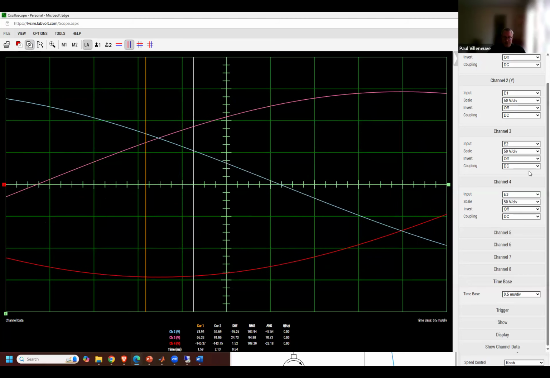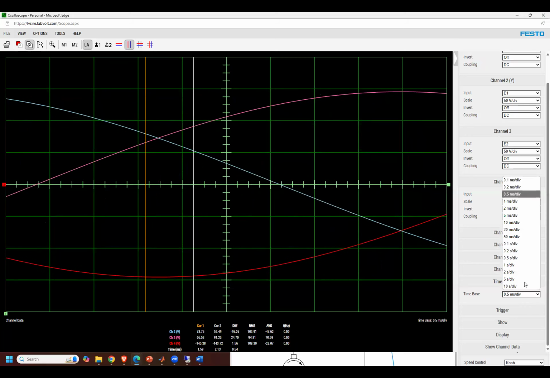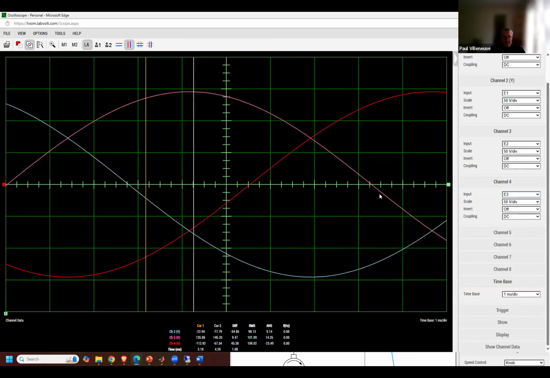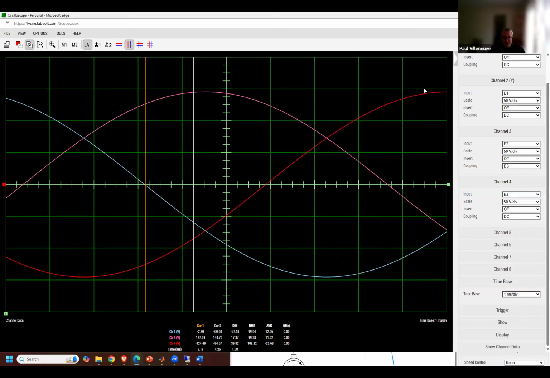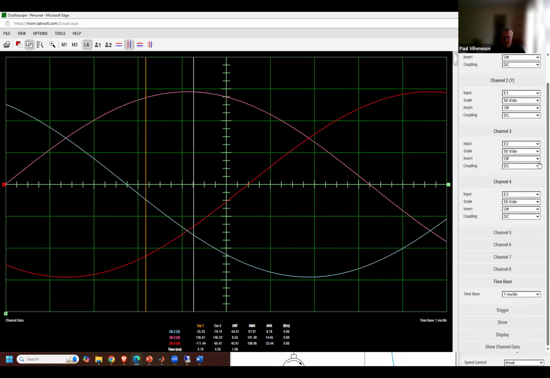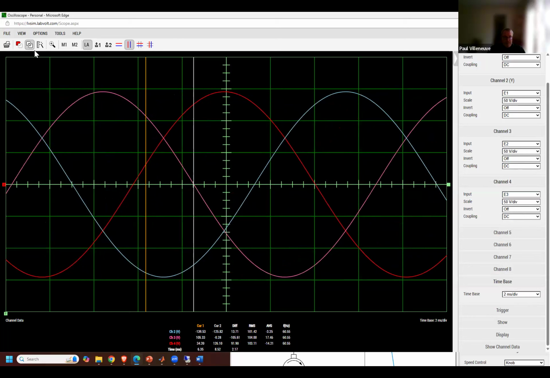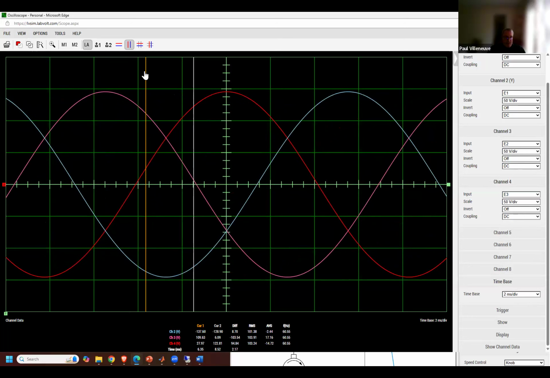Okay, that was too much. So let's go to 1, because I want to see at least 1 peak. Actually, 1's not even going to work because this is bouncing around. So let me go to 2. Okay, so I'm going to pause this, and now I'm going to move my cursors.